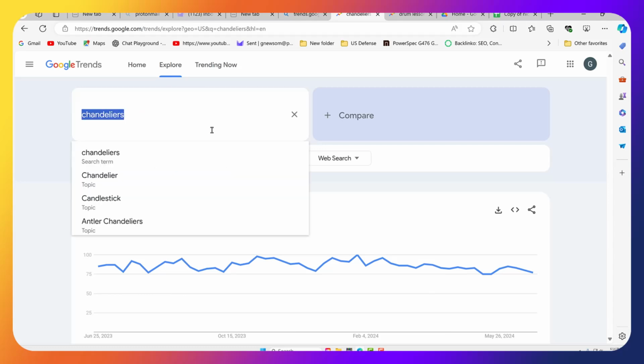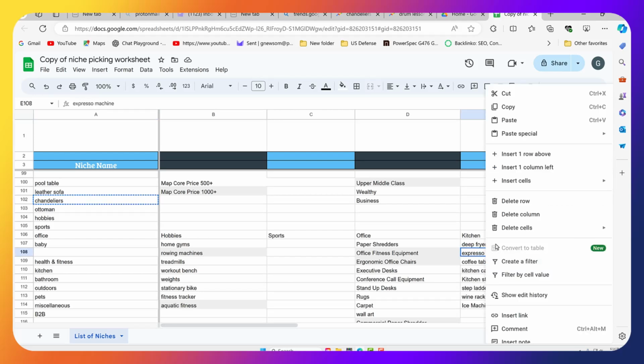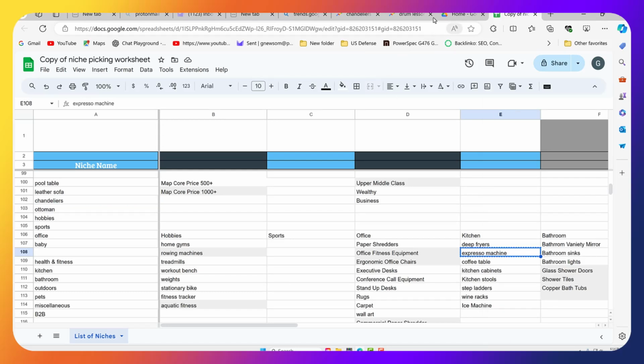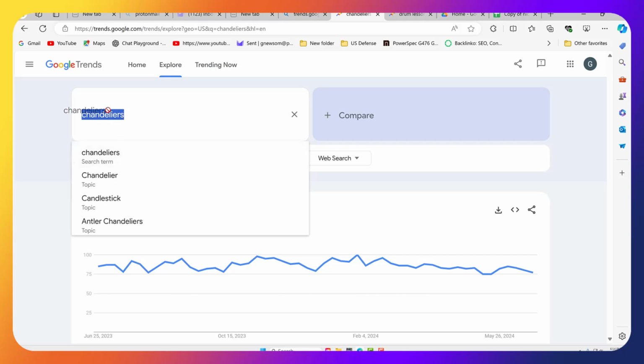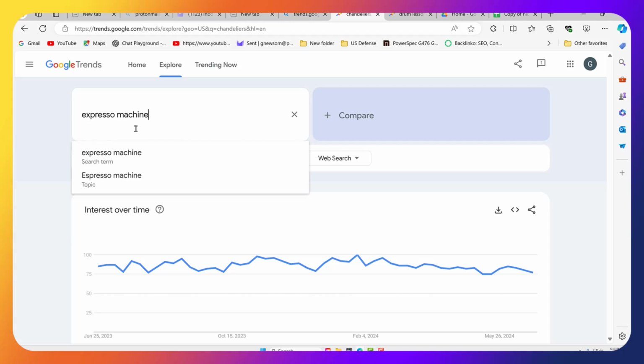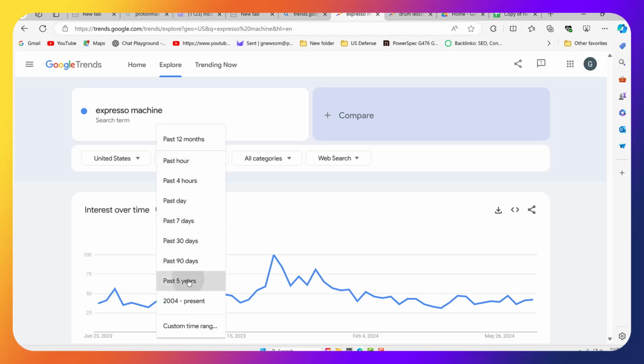So let's just pick one more from our sheet here. Let's go with something that we know we sell or have sold. Let's go with espresso machines. Let's see how that does. Okay, I'm just going to do a copy paste on that one and see how that does. I really do not know. Let's see how it does for a 5-year period.